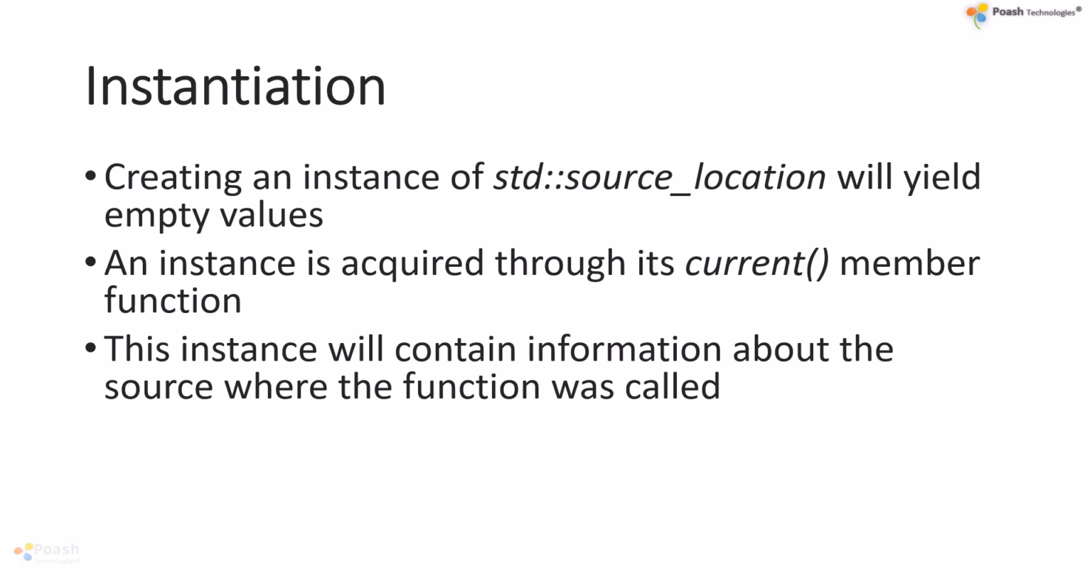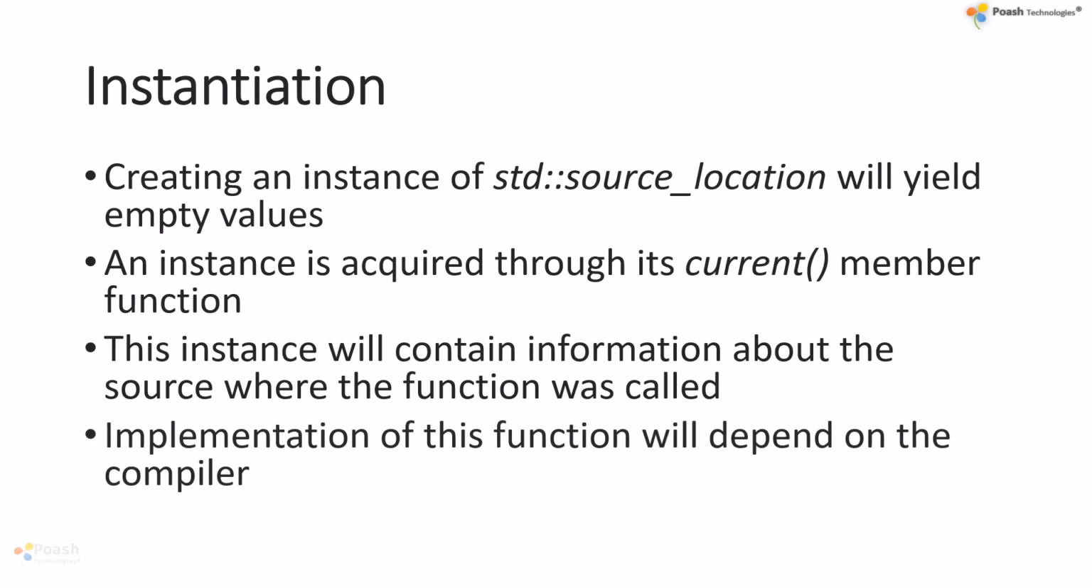Note that current is a consteval function, so it is evaluated at compile time and therefore can be called from other constant expressions. But its implementation will be compiler dependent. Even the format of the information that it returns will be compiler dependent. Let's see an example.